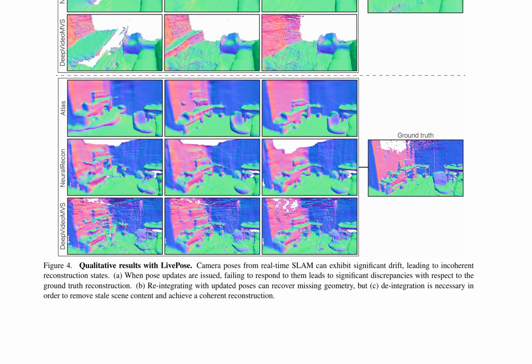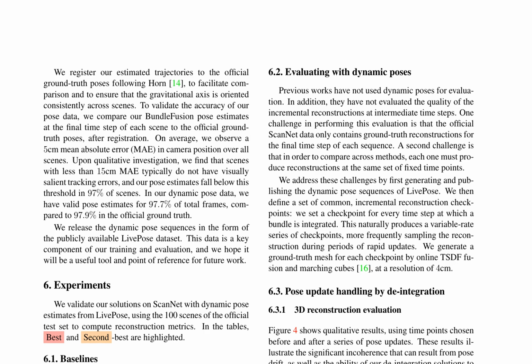This section discusses the validation of pose data accuracy and the implementation of deintegration solutions in various scene reconstruction methods, such as Atlas, Neural Recon, and Deep Video MVS. The authors compare their results with baseline models that do not handle dynamic poses and demonstrate the effectiveness of their deintegration approach in maintaining coherence in the scene representation as the SLAM system recovers from pose drift. They also provide qualitative results illustrating the improvement achieved by deintegration over reintegration alone.